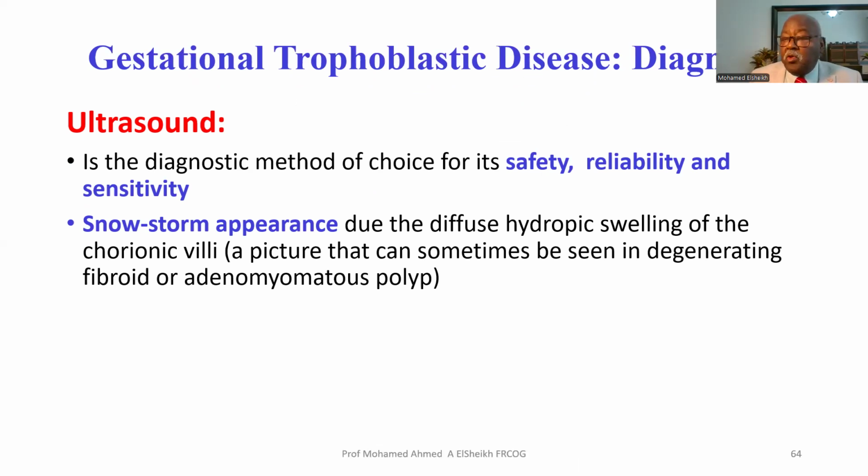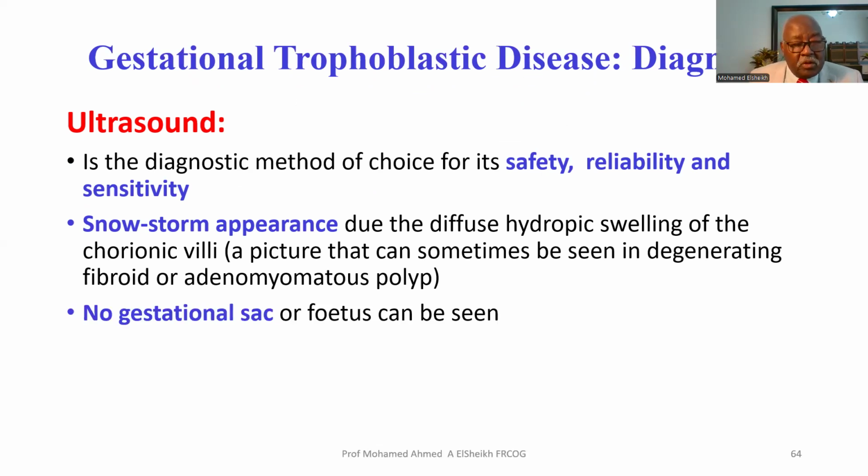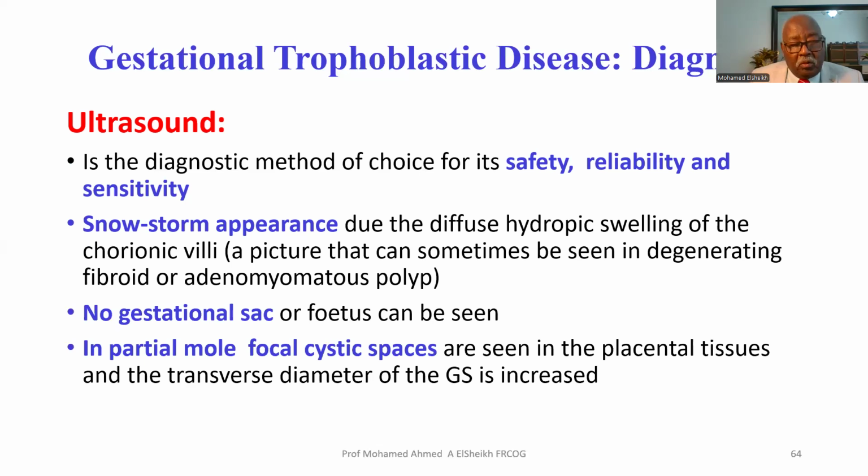This picture could sometimes be mixed up with a picture of a degenerating fibroid or adenomatous polyp. So you have to be careful to use, besides that, the other investigations needed. On ultrasound, no gestational sac or fetus can be seen in the full mole. In partial mole, focal cystic spaces are seen in the placental tissue, and the transverse diameter of the gestational sac is increased.